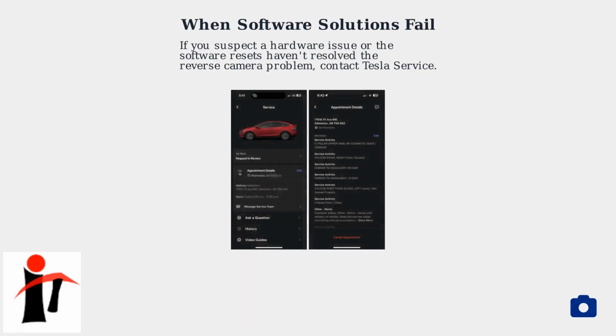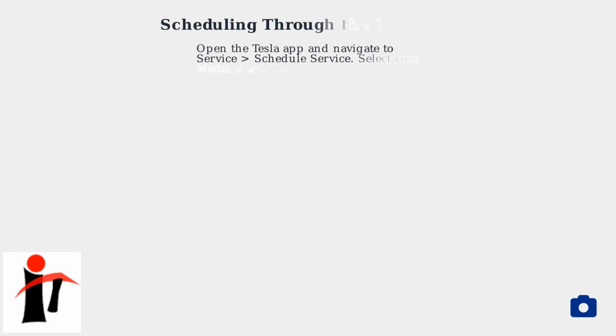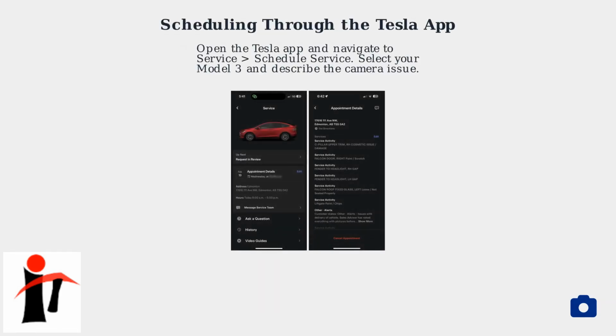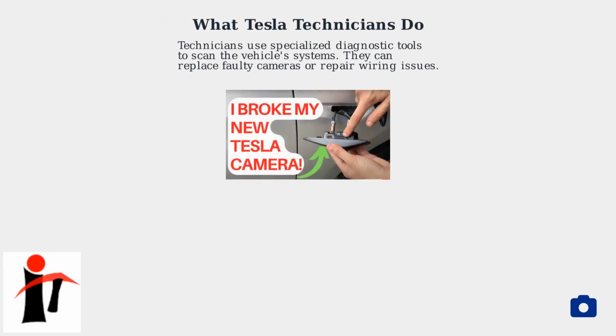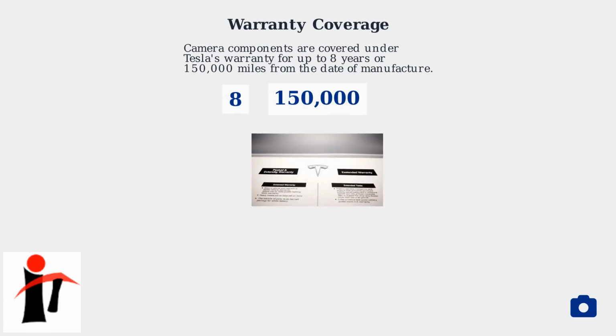If you suspect a hardware issue or the software solutions haven't worked, it's time to contact Tesla service. Schedule an appointment through the Tesla app. Technicians have specialized tools to diagnose and repair camera problems, including replacing faulty cameras or fixing wiring issues. Note that components are typically under warranty for 8 years or 150,000 miles post-manufacture.